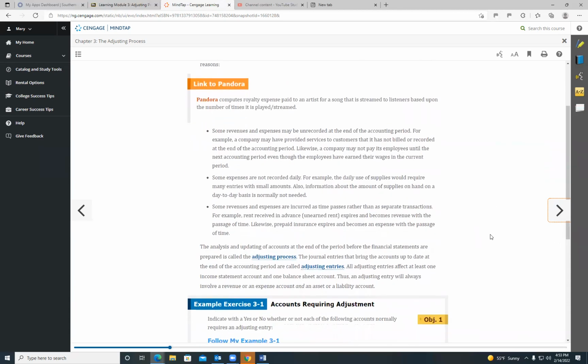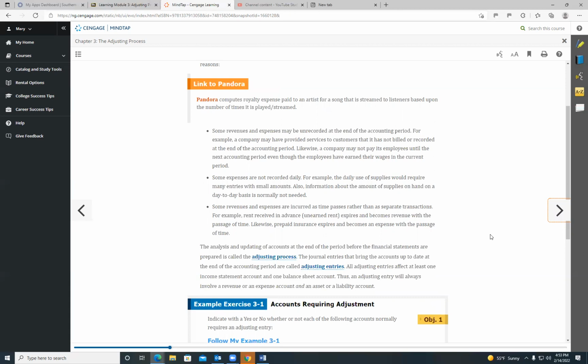Some revenues and expenses may be unrecorded at the end of the accounting period. For example, a company may have provided services to customers that it's not billed or recorded at the end of the accounting period. So what are some examples? You have provided services for a customer, but you've not yet billed that customer, but you need to capture the revenue that you've earned. So you'll need to do an adjusting entry for that revenue that you've earned, even though you've not quite billed the customer yet.